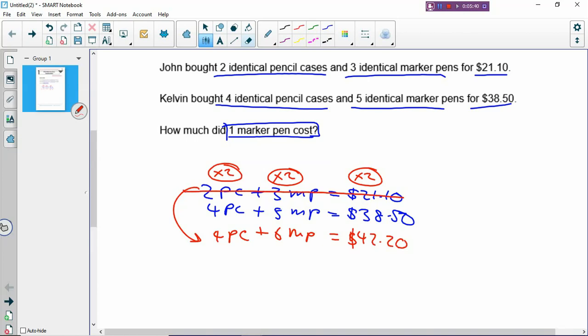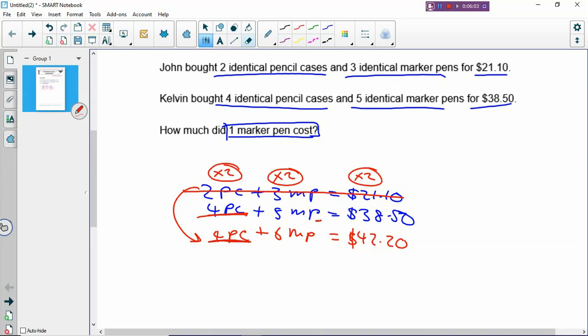Okay, then what do we do next? All right, we make the number equal. Whatever that you don't want to know or you want to throw away, you make the number equal. So now you can see that you have 4 pencil case. You also got 4 pencil case. All right, so how do we eliminate? You have to subtract. So let's subtract and see what happened. Now, you have 4 pencil case minus 4 pencil case, that gives you nothing already.